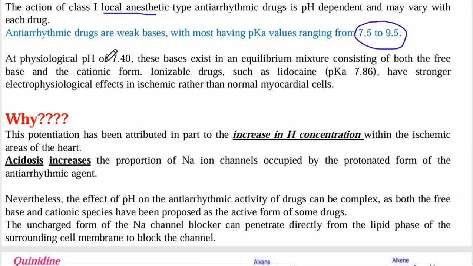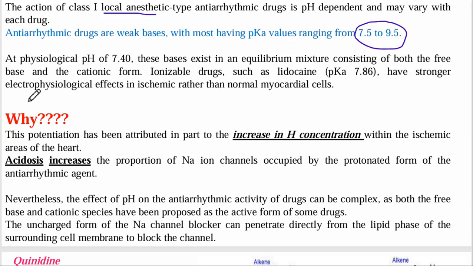Now we know at physiological pH 7.40, these bases exist in an equilibrium mixture consisting of both the free base and the cationic form. Ionizable drugs such as lidocaine, generally used in dentistry as a local anesthetic, have stronger electrophysiological effects in ischemic rather than normal myocardial cells. So why? This can be asked in your justification type of questions.